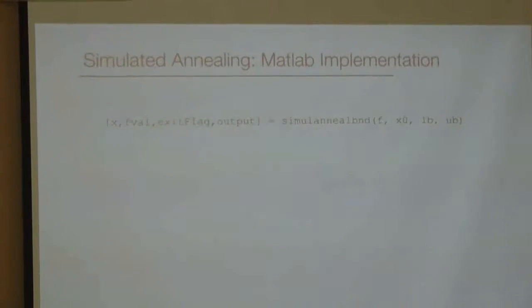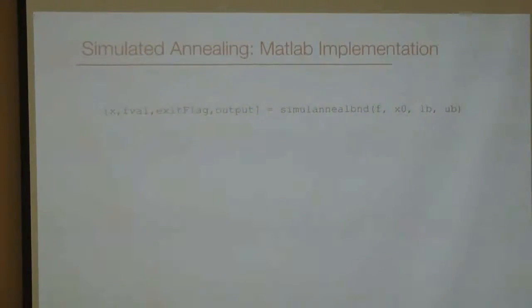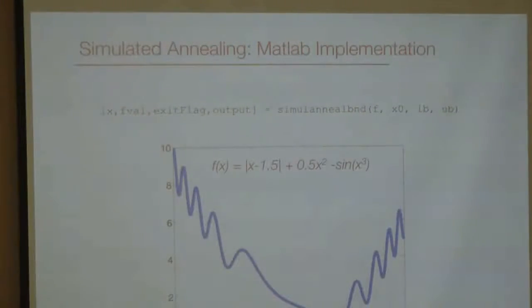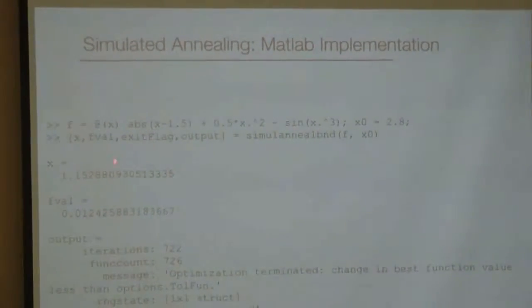However, simulated annealing is so popular in practice that new versions of the optimization toolbox for MATLAB directly include the implementation. It's called simulated annealing bound because it can also take the bounds of the function into consideration. So essentially you provide to it the function handle, which denotes the objective function. You have to provide the initial point and the lower and upper boundaries which you would like the function to satisfy. And as in this case, it would provide you an output like this.